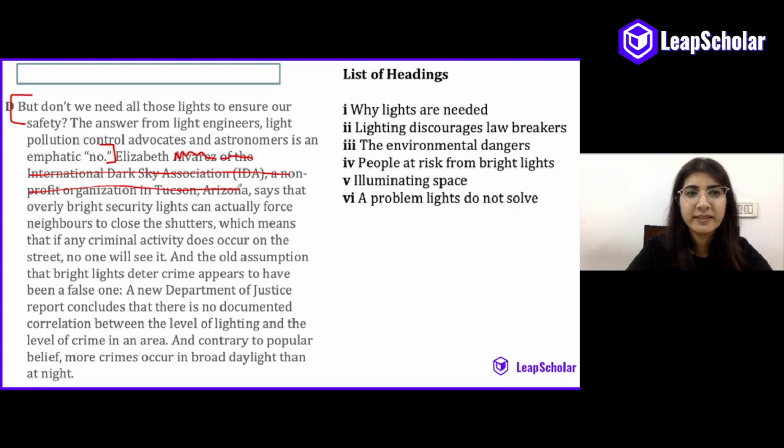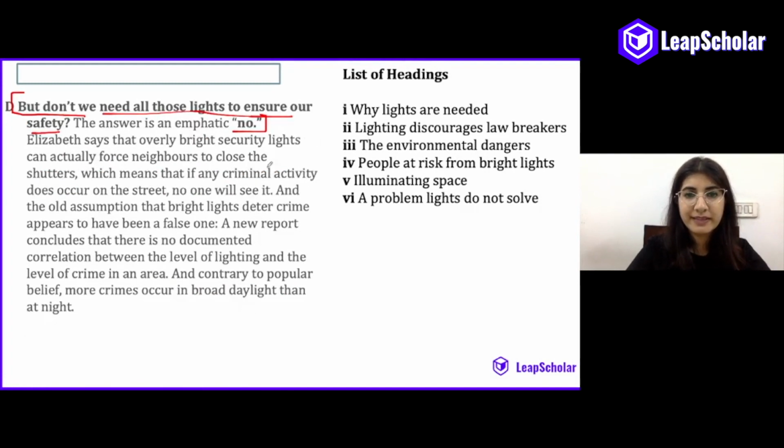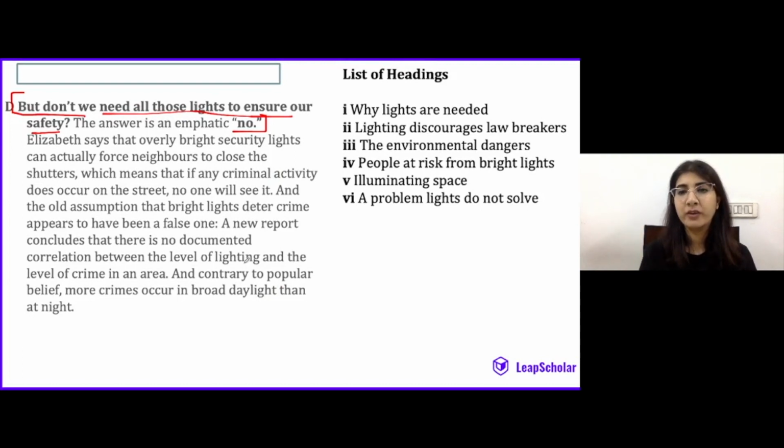Elizabeth says that overly bright security lights can actually force neighbors to close the shutters, which means that if any criminal activity does occur on the street, no one will see it. And the old assumption that bright lights deter crime appears to have been a false one. All right, again, I'm going to strike through this proper noun. A new report concludes that there is no documented correlation between the level of lighting and the level of crime in an area. So after crossing out all of this, this is the short paragraph that I'm left with. This is how much striking through proper nouns will help you in your IELTS exam.